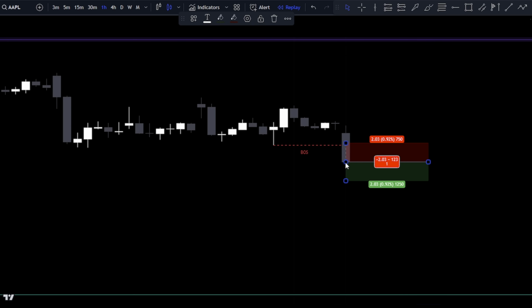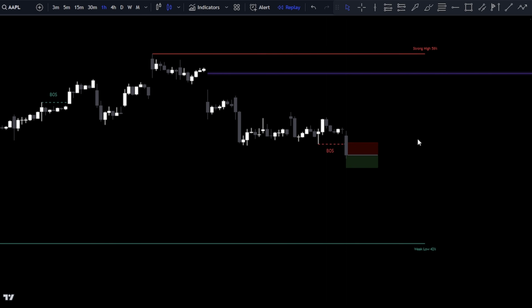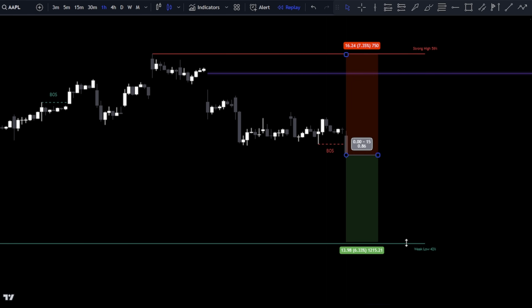The entry point is at the close of the candlestick where the BOS label appeared. For the stop loss, we have two options. We can either use the strong high highlighted by the indicator, or we can use the most recent swing high. My approach is to use the strong high if the stop loss distance isn't too large. But if the stop loss seems too far away, I'll use the current swing high instead. Now, for the take profit target, we'll use the weak low highlighted by the indicator.